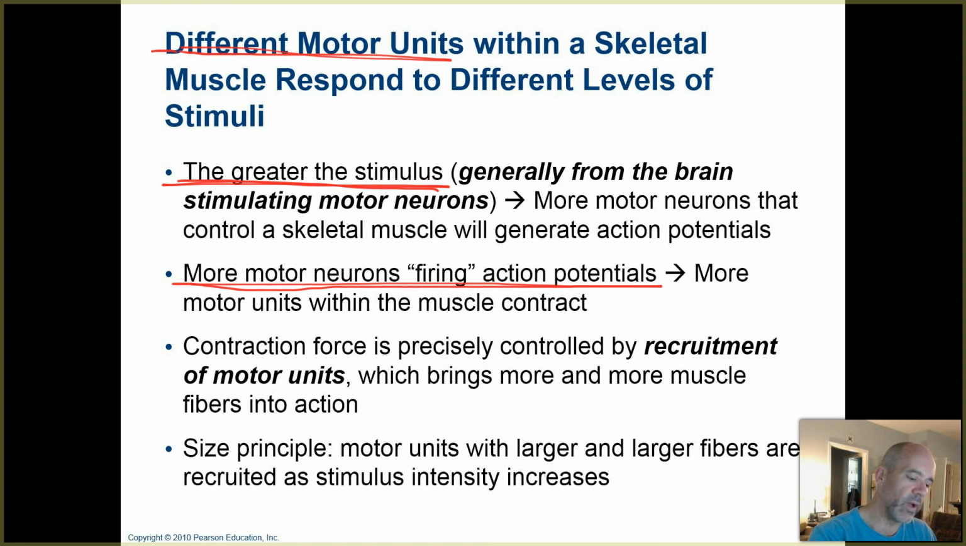And so it does that by controlling its recruitment. So it knows if you need to generate a delicate movement within a skeletal muscle, the brain is going to stimulate smaller motor units. If you need to make a bulkier movement, the brain up here is going to stimulate more and more and more motor units until you can generate the maximum amount of force that you can across that whole muscle.